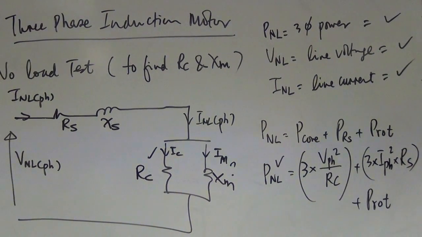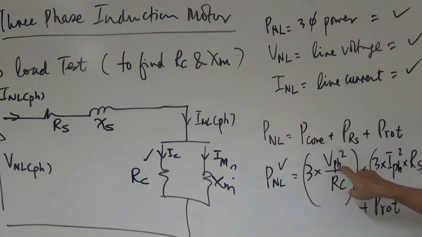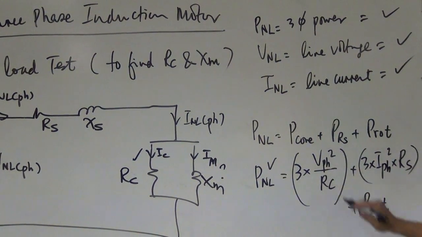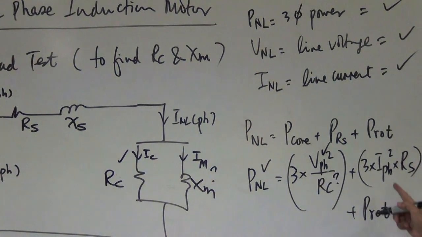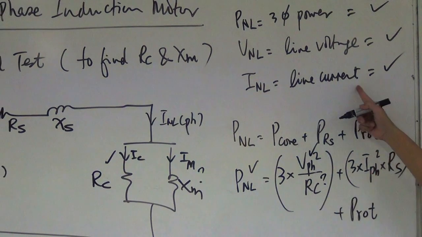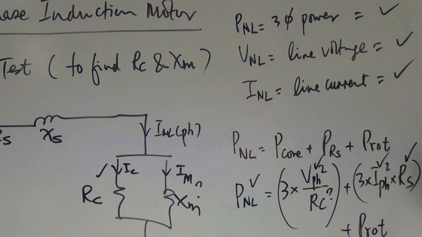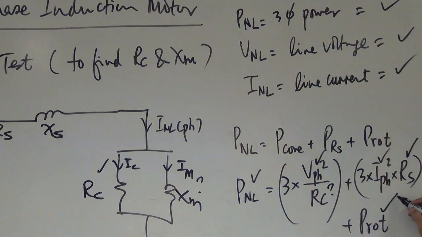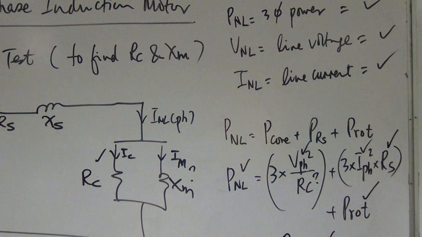Then check, what do I have? Do I know the phase voltage? Of course, if I know line voltage, you can find phase voltage by dividing by square root 3. So I know this value. Okay, this one I do not know. Do I know the phase current? Yes, line current is the same as phase current. RS is given. Okay, so rotational loss is given. So therefore, the only unknown is RC. So RC can be found.